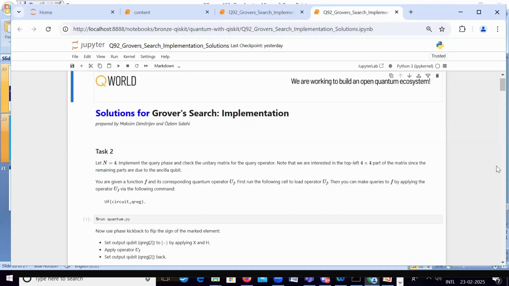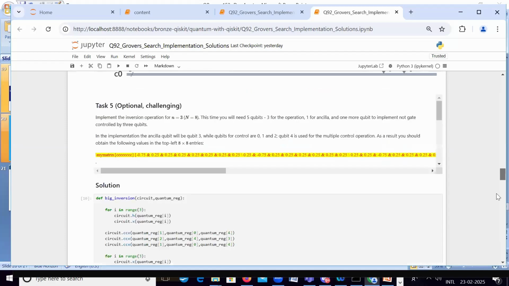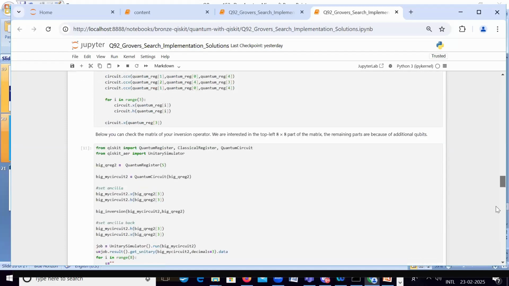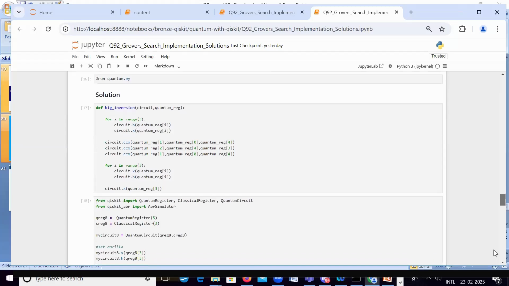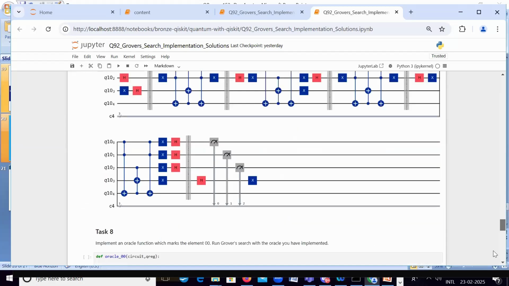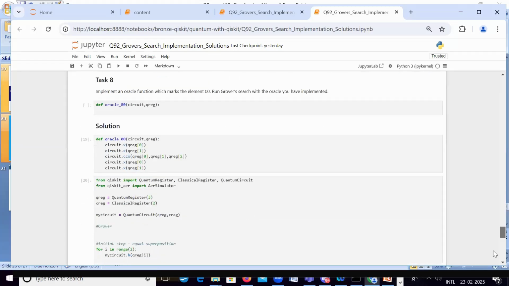This is the eighth one. I think I'll take another 15 minutes to finish. Here is the definition, and here is the solution. This is the task part.